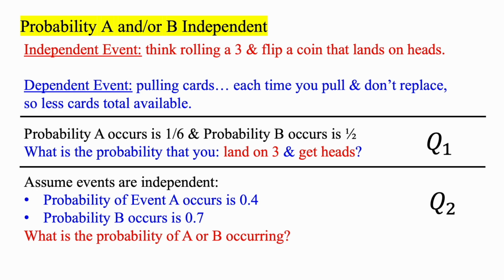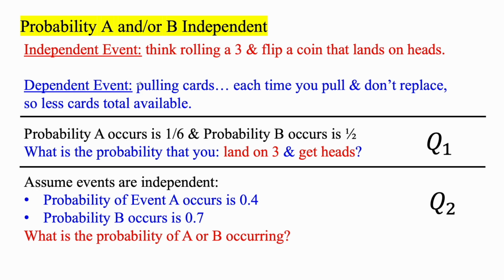Okay, in this video, we're going to cover probability involving "and" and "or", and so let's begin. First we need a little bit of background. An independent event, you can think about it like this: you roll a 3, then you flip a coin. If you roll a 3, that doesn't increase your chance of getting a heads.